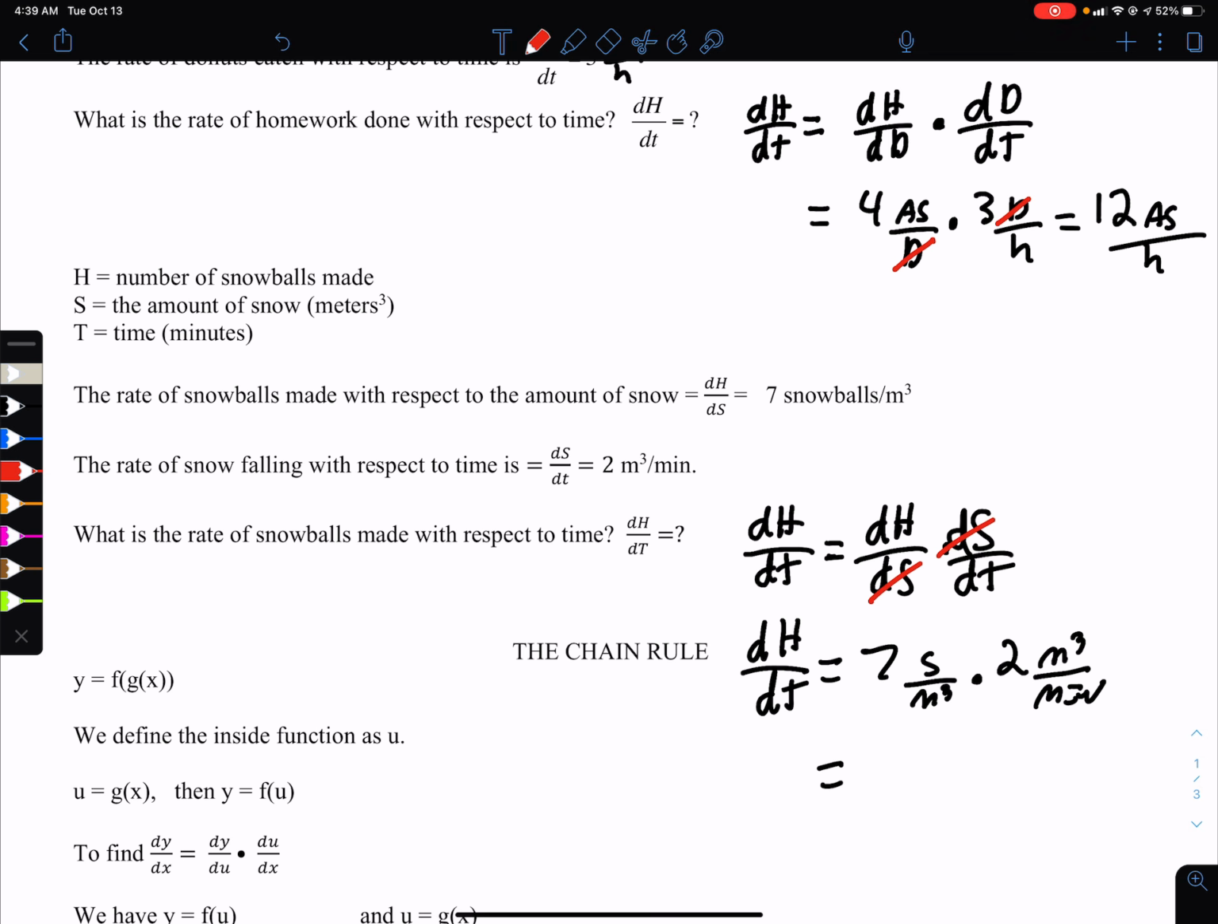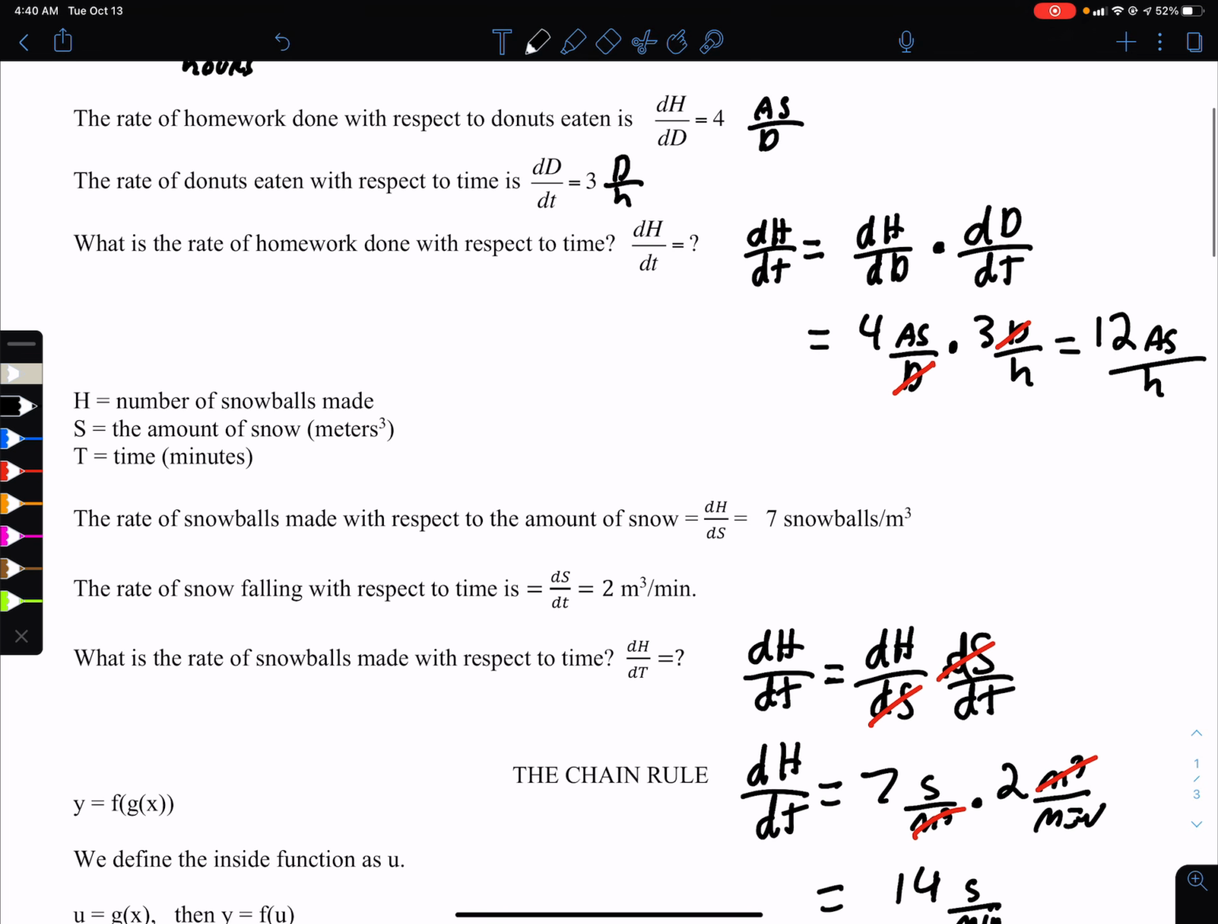And you will see we get 14 snowballs per minute. And that will be our rate at which snowballs are made. So that's the idea of chain rule. What is the chain that's happening? And sometimes the chains are longer, but here are your chains. Those are your 2 chains.